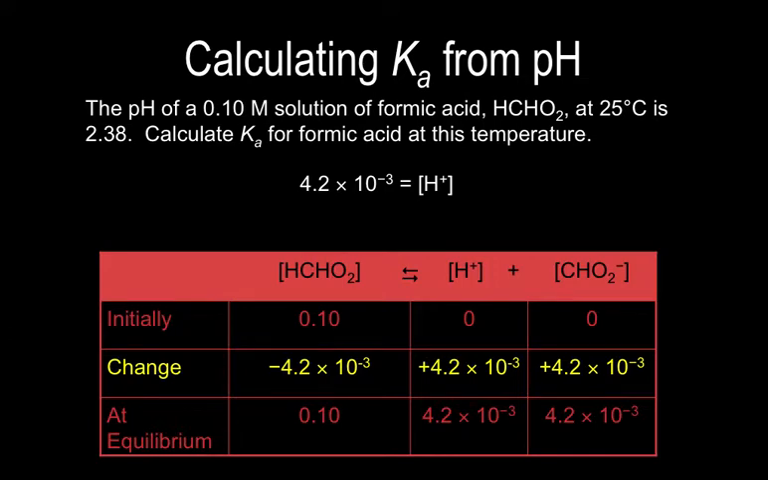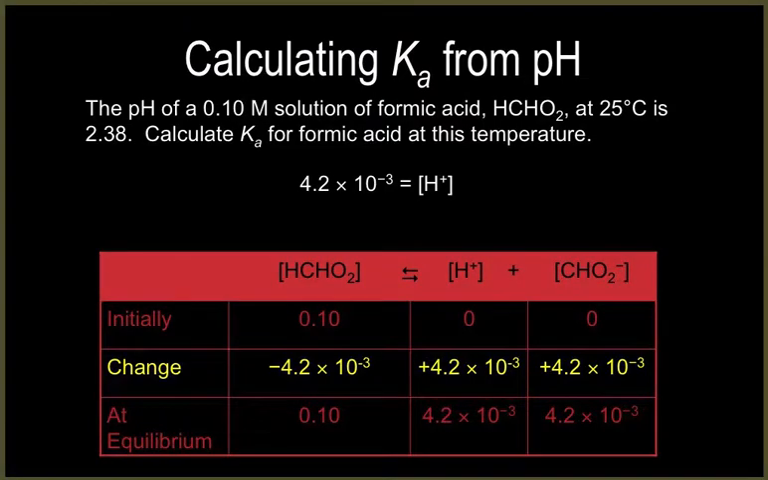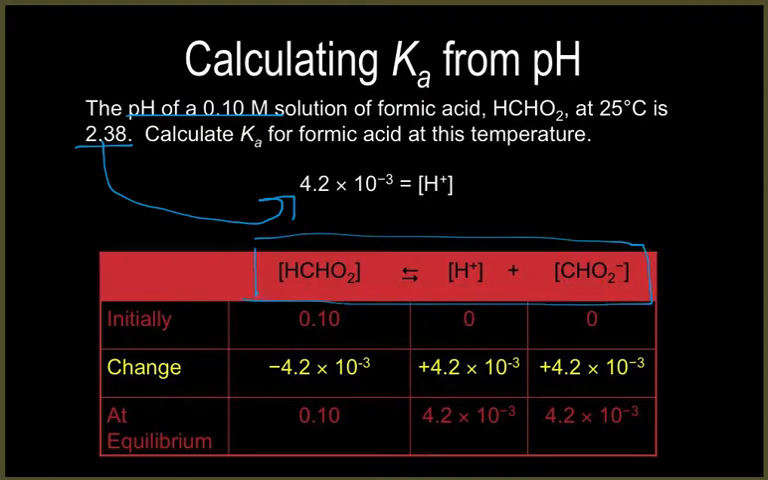So here's my problem again. It says the pH of this 0.1 molar solution is 2.38. That's how we got the H+. That's what we used on that previous slide to get our H+. Here's our dissociation that we wrote on the first page. And then we also know what our Ka, our equilibrium expression is, because we took the products over the reactants.